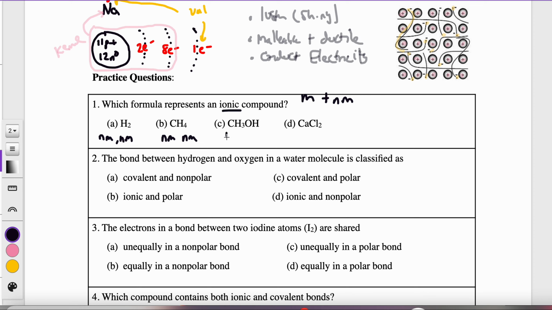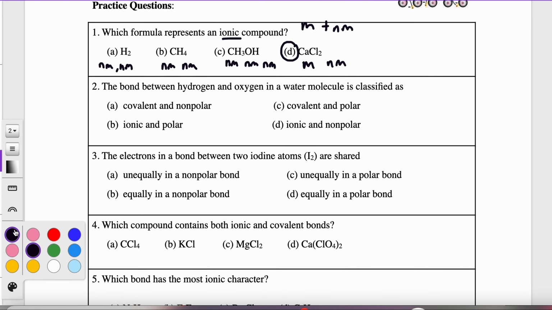I see carbon in this next one, nonmetal. I see H, a nonmetal, and oxygen's a nonmetal. All are nonmetals, definitely not ionic. And then letter D, I see Ca, which is a metal, and chlorine, which is a nonmetal. So my best choice here is letter D.